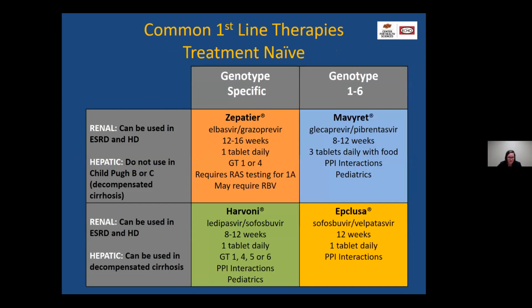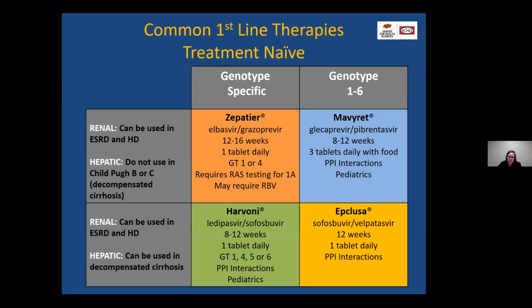I created this table to help categorize things. So you can see here, in the second column, they're genotype specific medications. So Zepatier, which is the orange box, is only for genotypes 1 or 4, and it's 12 to 16 weeks of therapy, 1 tablet daily. If the patient is genotype 1A, which is the most common genotype, it will require a resistance test before you can use it alone without ribavirin. And so oftentimes we don't use Zepatier first line because of that, and would consider it if the other options aren't viable.